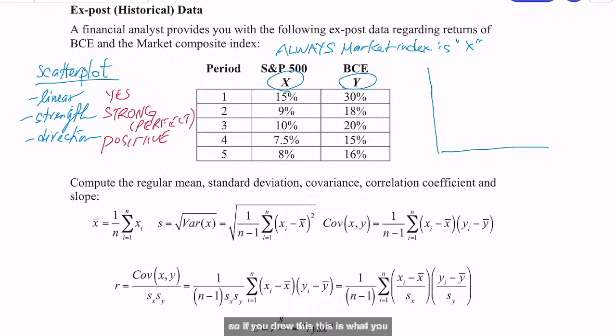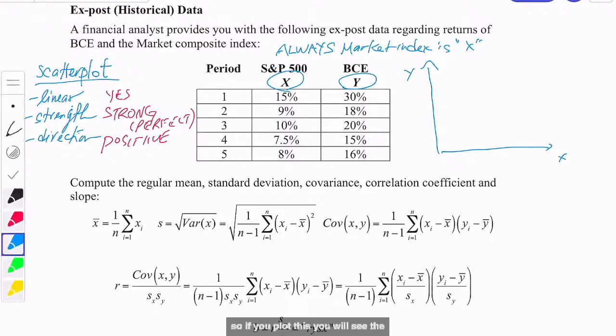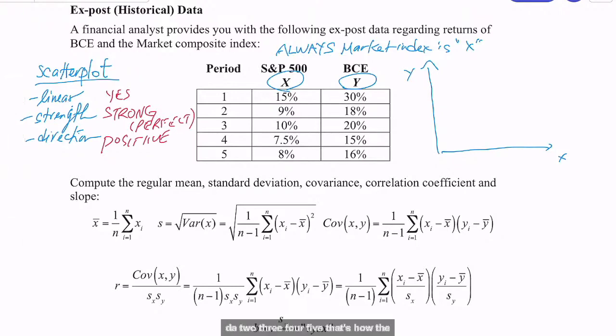So if you drew this, this is what you would see, because I can see you didn't draw it. Or the ones that are drawing are quiet, and the people who are responding are seeing that it's double. Now, how does the double figure into things? So if you plot this, you will see the dots go like 2, 3, 4, 5. That's how the dots go. Perfect line. R is 1 because it's a perfect line. It's positive, and we have a line. So what do we do about the 2?